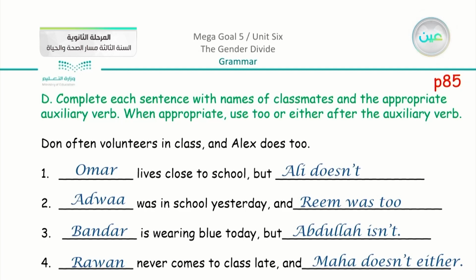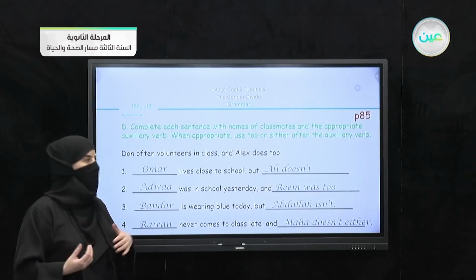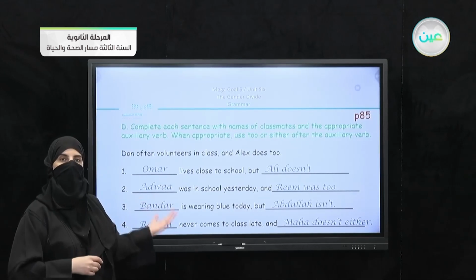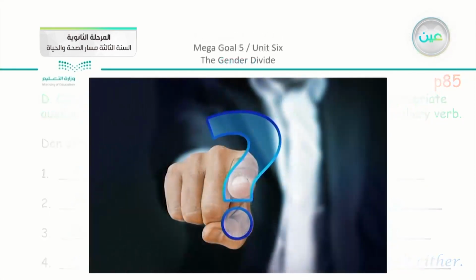Bandar is wearing blue today, but Abdullah isn't. Number 4, Rawan never comes to class late and Maha doesn't either. So you can see that we used doesn't, we used was, we used also isn't, and we added too or either, based on the sentence. So these are basic examples. Now, moving on and finishing the grammar report that we have here, there is a question for you.